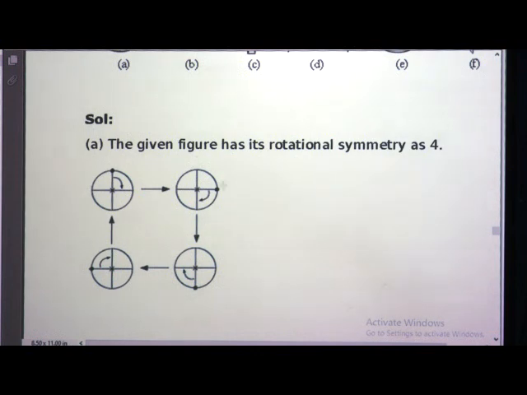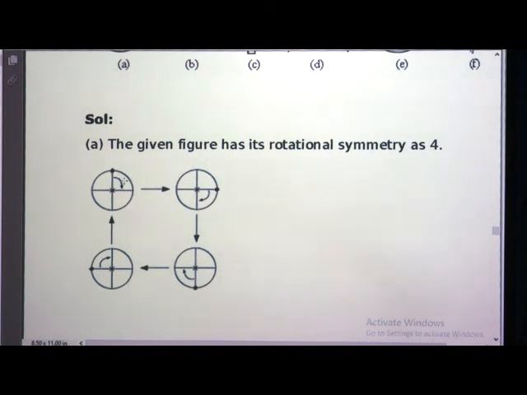This is the example I explained in the previous class. Here one rotation is 90 degrees, another rotation adds 90 to make 180, then the third rotation is 270, and again the fourth rotation brings us back to the original position, which is the total completion of one rotation, that is 360 degrees. So, 1, 2, 3 and 4 rotations.